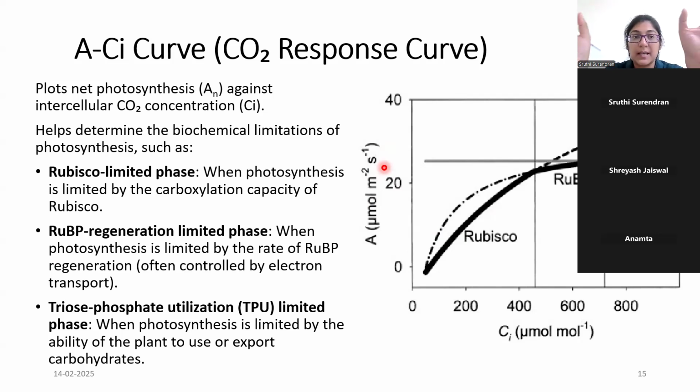But typically, this ACI curve is plotted in such a way that it gives us the photosynthetic uptake, or we call it assimilation, net assimilation, with varying intercellular carbon dioxide concentration. Now, how do we know what processes are responsible for the varying parts of the curve, or what are we going to get from these ACI curves? That is what we'll look into now.